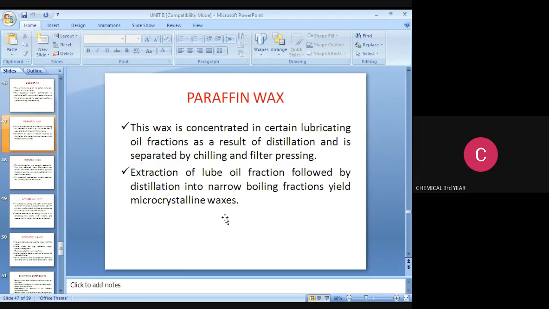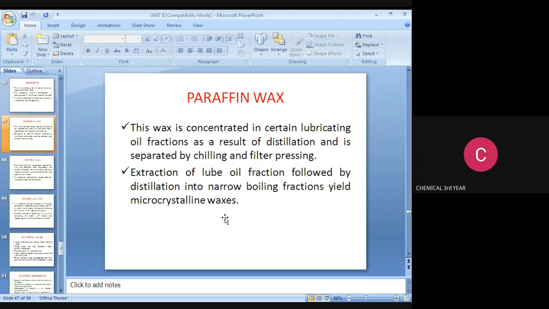Next, paraffin wax. This is concentrated in certain lubricating oil fractions. So paraffin wax is obtained in the petroleum industry. This wax is concentrated in certain lubricating oil fractions as a result of distillation, and it is separated by chilling and filter pressing.